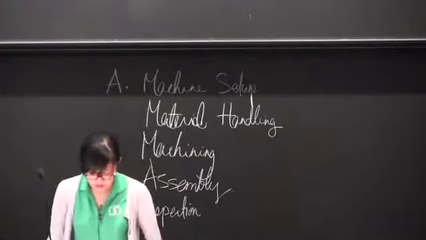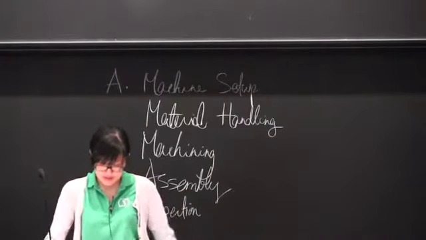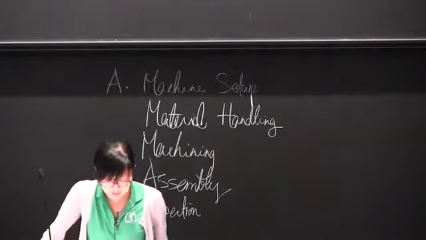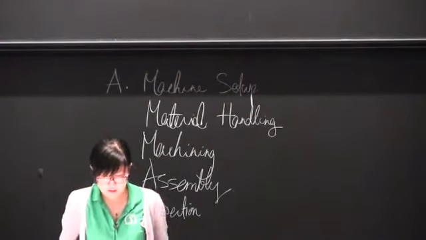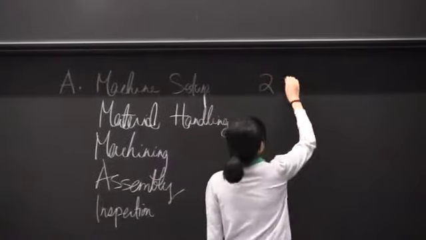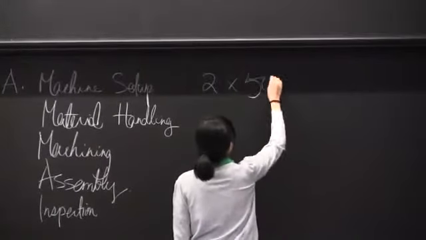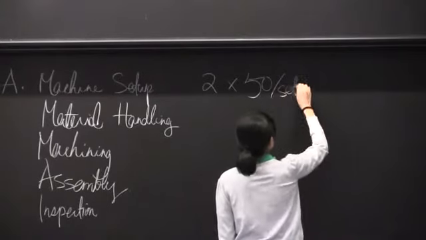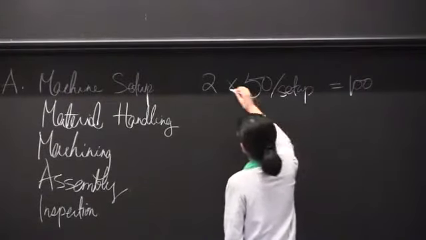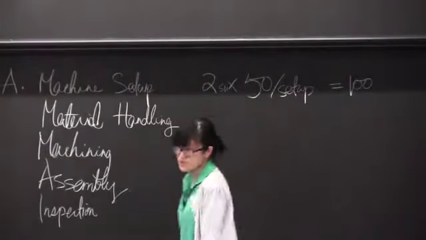So the first cost driver is number of setups, and I told you they had 2 setups. Each setup is $50, so that's $100 for machine setup. 2 setups at $50 per setup. So $100.